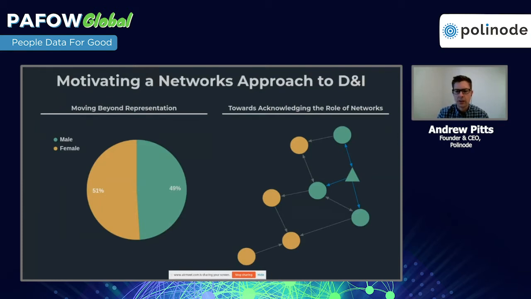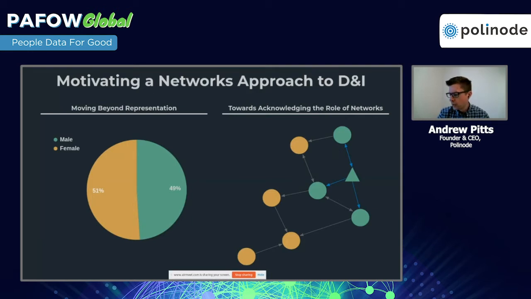So if you look at this very simple network diagram on the right-hand side, think of the green circles as being males, and the yellow ones being females, and the triangle there being somebody that's relatively senior in the organization. All of the connections to that more senior person, who happens to be a male, are also to males. So this is just a simple example to demonstrate the relationship between diversity and inclusion and networks.